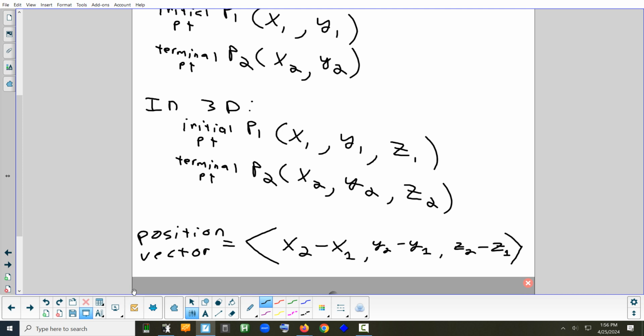So basically, if you know all the 3D formulas, that's all you need to know. Because if you don't have a 3D problem, all you have to do is cover up the z's and use it the way it is. Okay, so x2 minus x1, y2 minus y1, z2 minus z1.